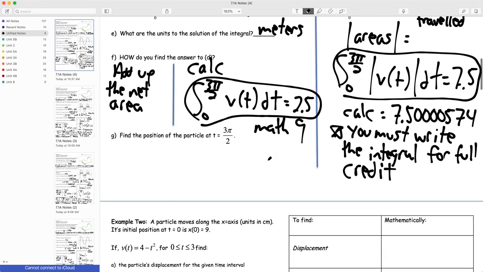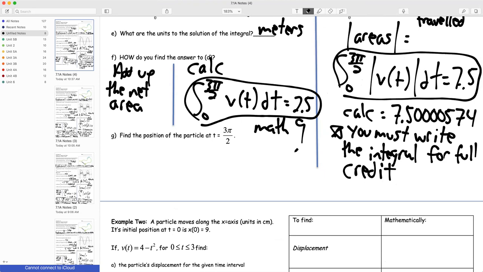Last thing, yes. What about units? Do you not need that? I don't think it asks for units. If it asks for units, then yes, put them on there, okay? The last thing here on the first page is the position of the particle.